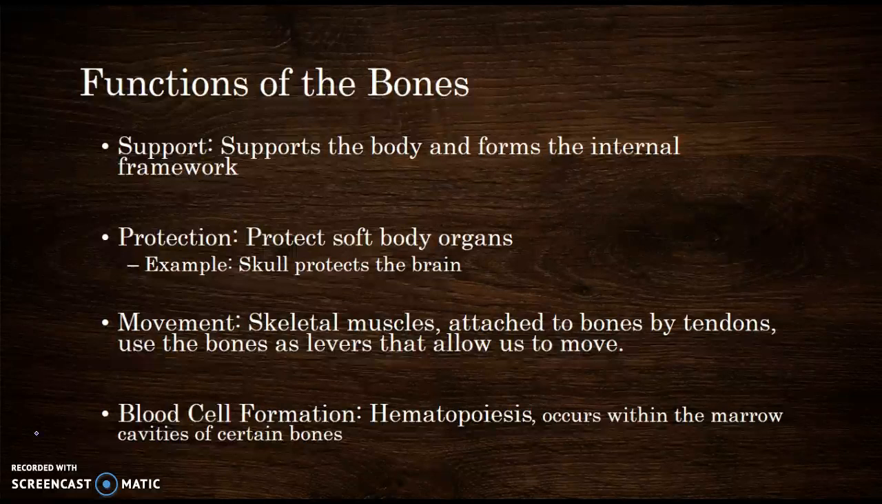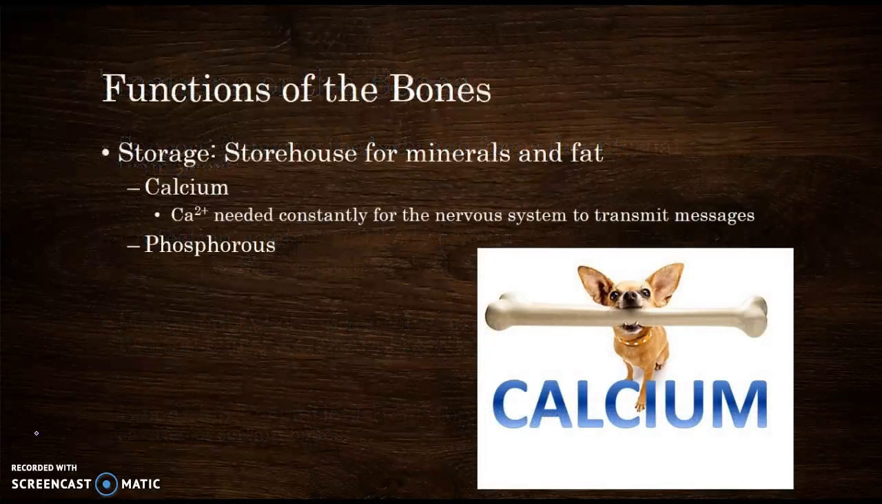And then blood cell formation, hematopoiesis, is the correct term we use, that allows marrow to create new red blood cells. We also store minerals and fat within bones. You have yellow bone marrow, which stores fat, and we store calcium and phosphorus, which are really important for nervous system contractions and muscle contractions.